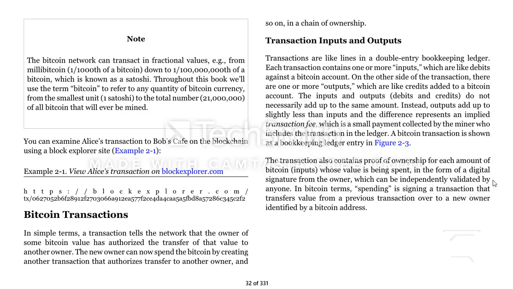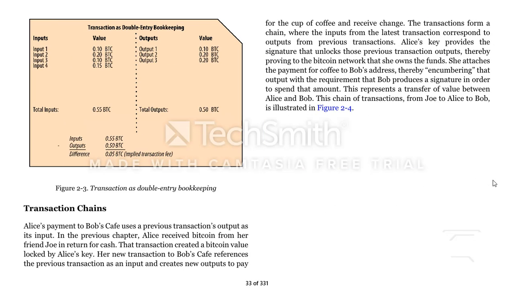A Bitcoin transaction is shown as a bookkeeping ledger entry in Figure 2-3. The transaction also contains proof of ownership for each amount of Bitcoin inputs, whose value is being spent, in the form of a digital signature from the owner, which can be independently validated by anyone. In Bitcoin terms, spending is signing a transaction that transfers value from a previous transaction over to a new owner identified by a Bitcoin address. Figure 2-3. Transaction as double-entry bookkeeping.